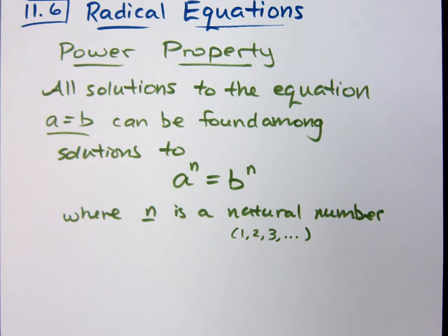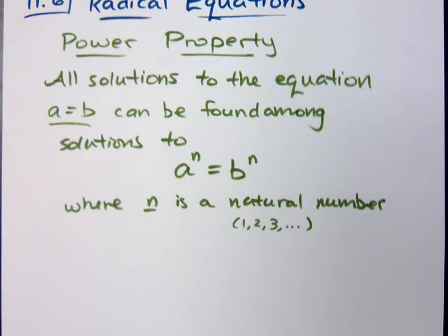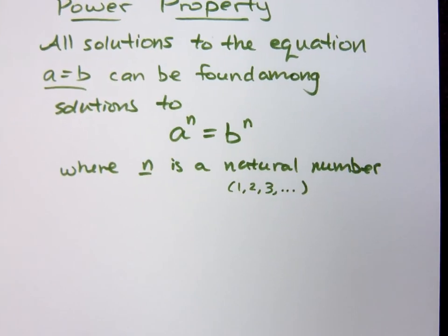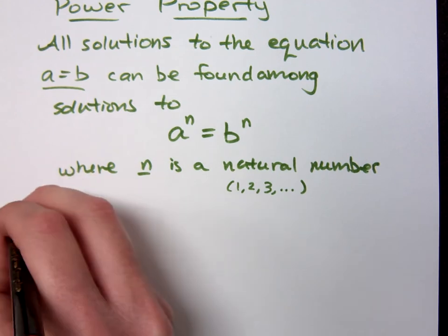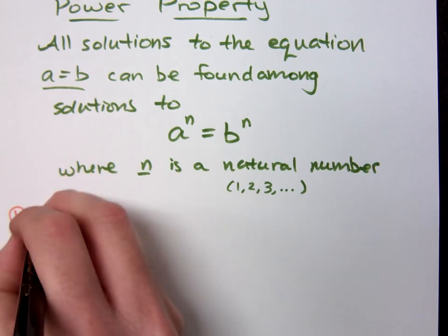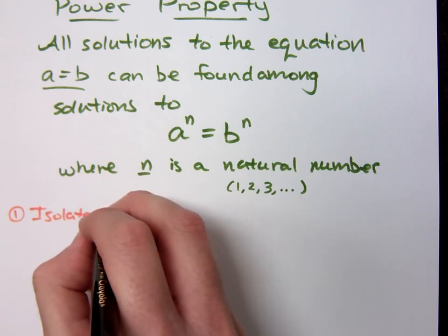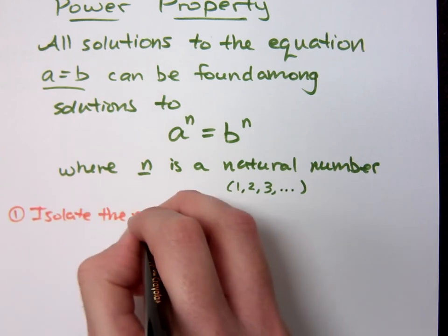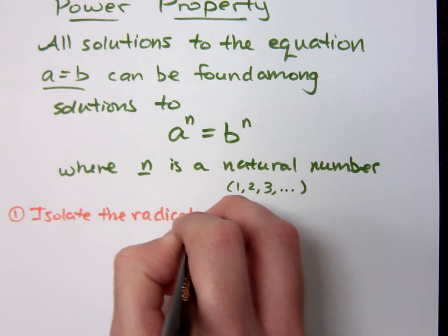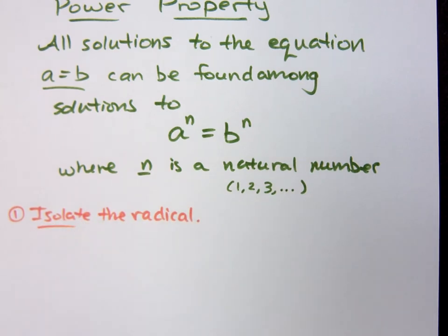Now, there are a few simple steps for solving these radical equations. The first step is to isolate the radical. What does it mean to isolate the radical? Get it by itself. If I have more than one radical, and we're going to see some of those come up, then you have to get one of those guys by itself.